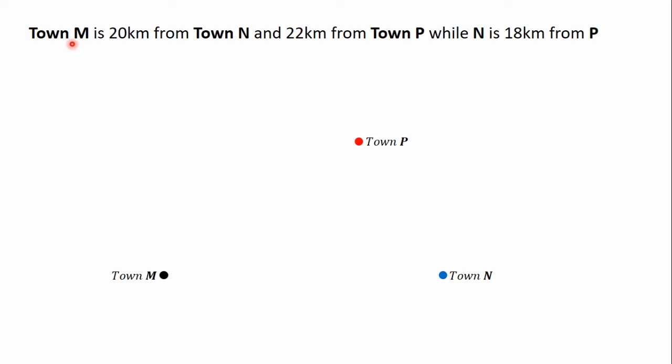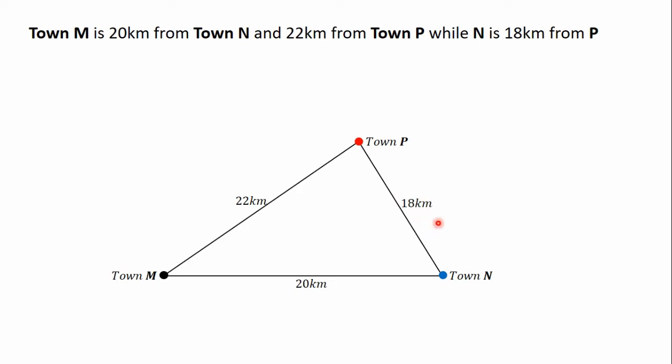The distances between these three towns have been given to us. The first one is town M is 20 kilometers from town N. That means that the distance between town M and town N is 20 kilometers. Town M is 20 kilometers from town N and 22 kilometers from town P. So it means that the distance between town M and town P is 22 kilometers. While N is 18 kilometers from P. This means that the distance between town N and town P is 18 kilometers. So we now have the distances between the three towns.